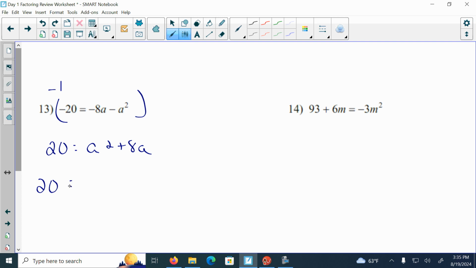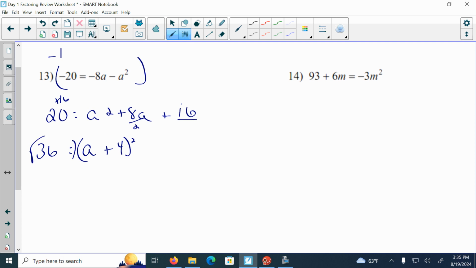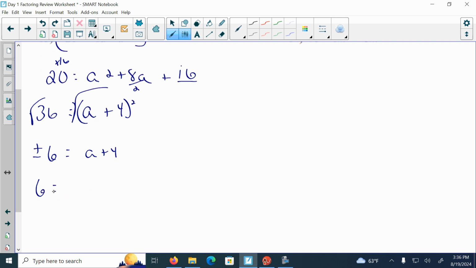And 20 is equal to a plus half of 8, which is 4. 4 squared is 16. So I'm going to add 16 to this side. If I add 16 to the right side, I'm going to add 16 to the left side. And I'm going to write 36 here. Taking the square root of both sides, the square root of 36 is 6. So I'm going to have plus or minus 6 is equal to a plus 4. So I'm going to have 6 is equal to a plus 4, and I'm going to have negative 6 is equal to a plus 4.